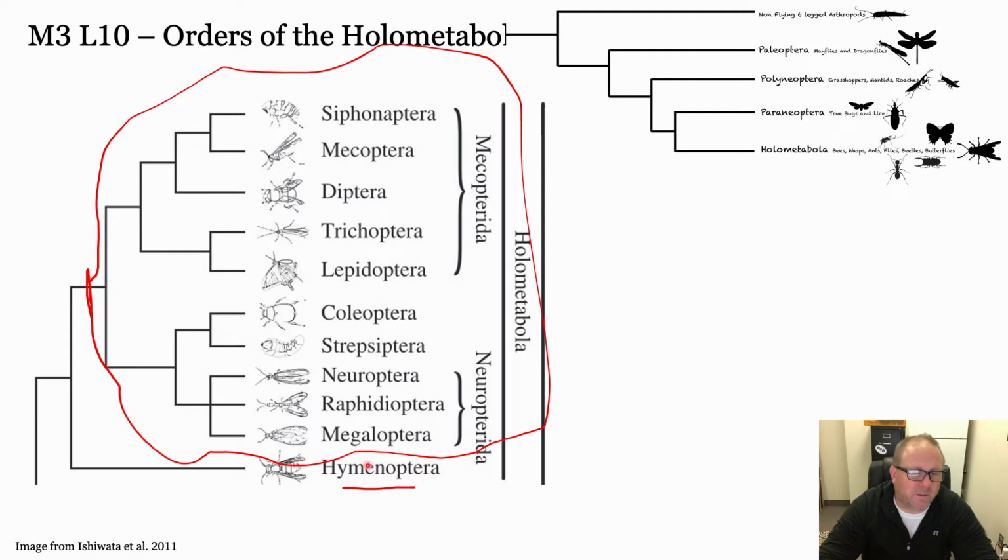Well, I guess I should get the marker really clearly. Hymenoptera, Megaloptera, Raphidioptera, Neuroptera, Strepsiptera, Coleoptera, Lepidoptera, Trichoptera, Diptera, Mecoptera, and Siphonaptera. For today's video, we're going to do the bottom half of that, Hymenoptera up to Coleoptera, and then we'll have a second video for the next little bit.